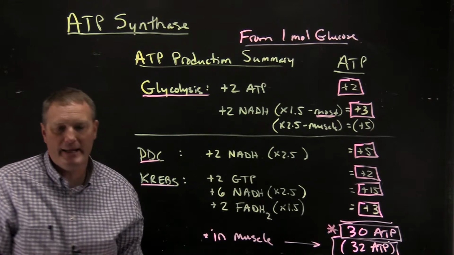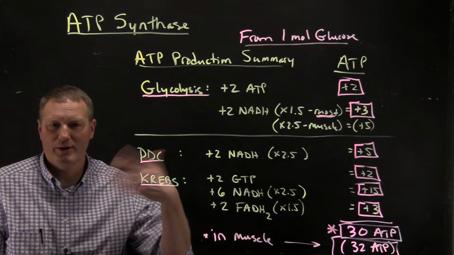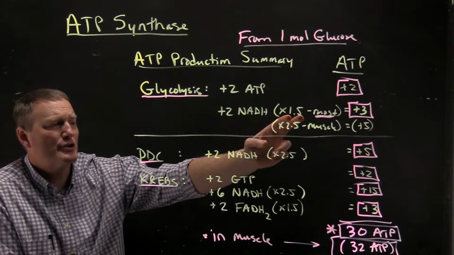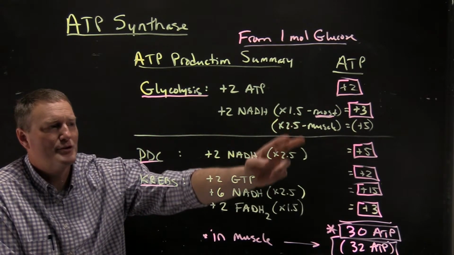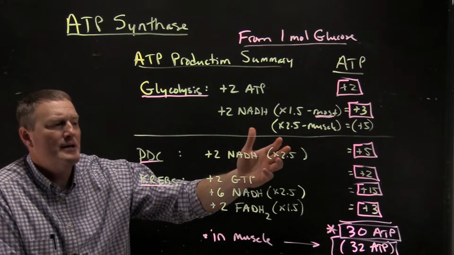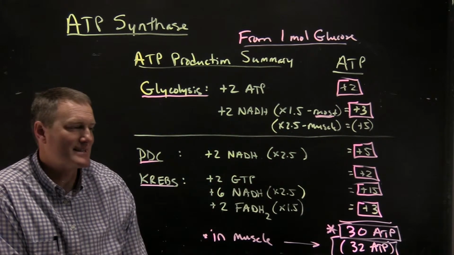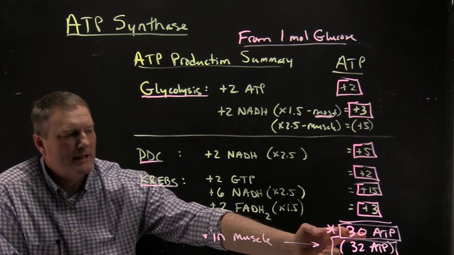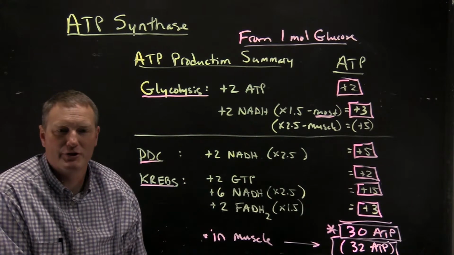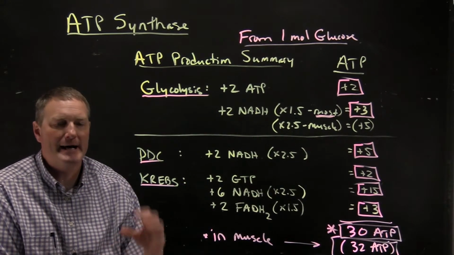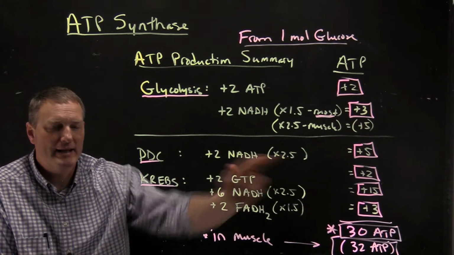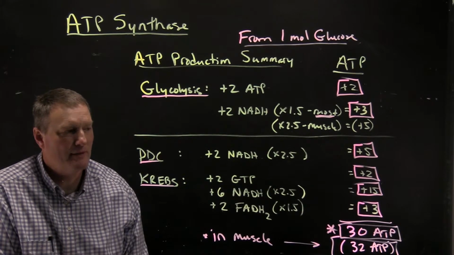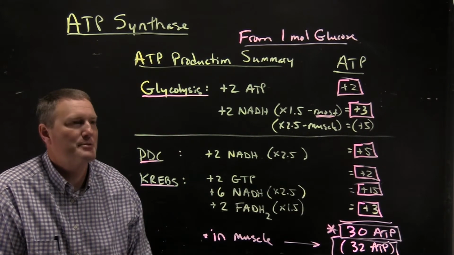Just to mention, many years ago, when they were first going through this pathway, it was thought that these numbers, instead of 1.5 or 2.5, were actually integers. So back in the old days, back when I was learning this stuff, when you tallied up everything, we got a number of 36 ATP. But more recent research has come out to show that under most cellular conditions, these numbers are actually slightly lower than the integer values. And so 30 represents the number of equivalents of ATP from 1 mole of glucose. That's a much more accurate description.